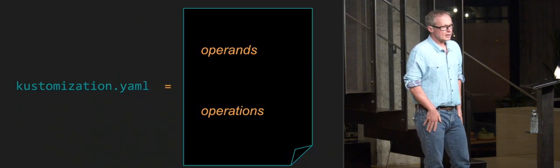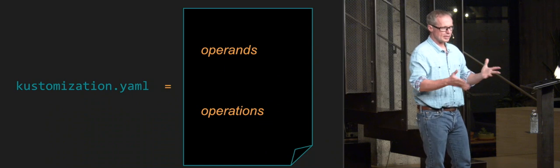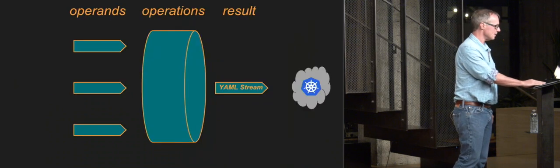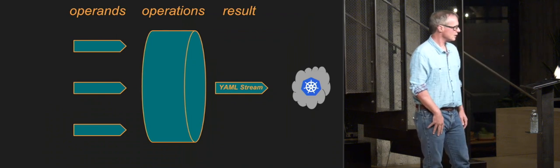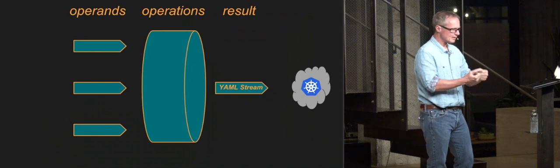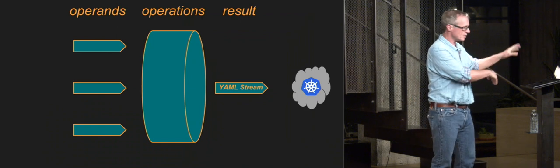So I'm making the point that customization files have 2 things in them generally: operands and operations. Okay? And the way they work is operands come in, they get operated on, right? And that creates a bunch of YAML stream that goes out to your cluster.